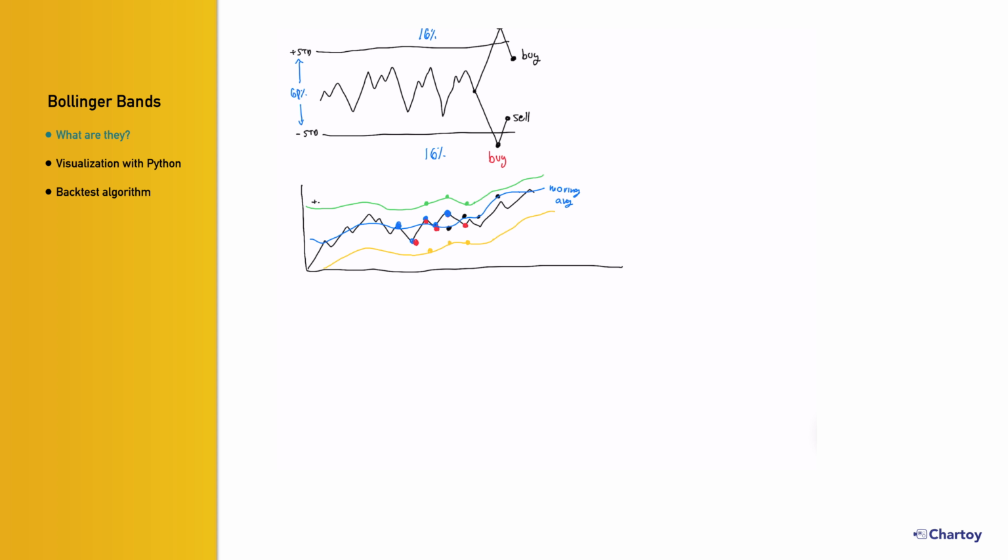So we get these two bands, where the upper band is the band of 1 standard deviation, and the lower band is minus 1 standard deviation.